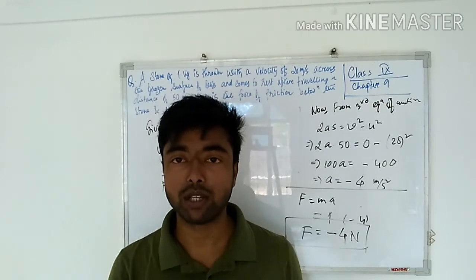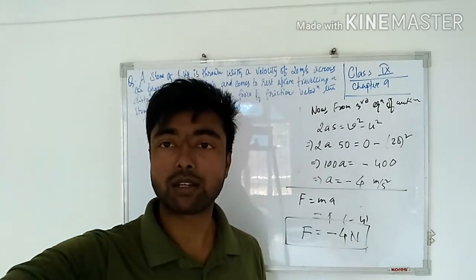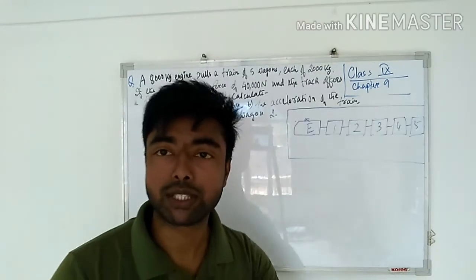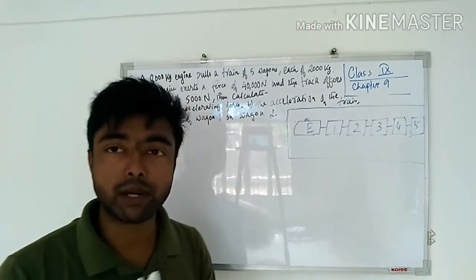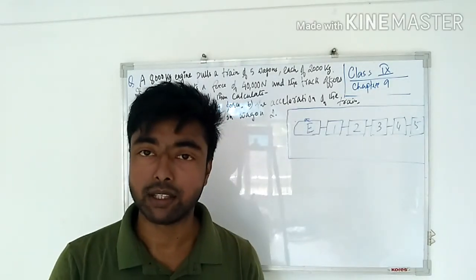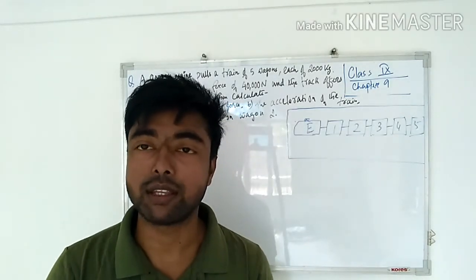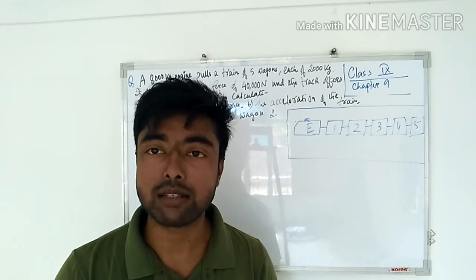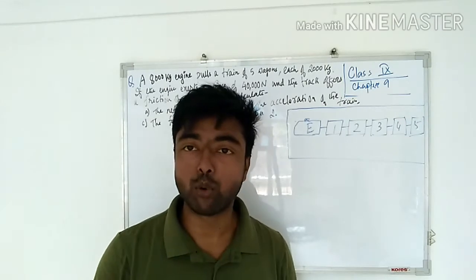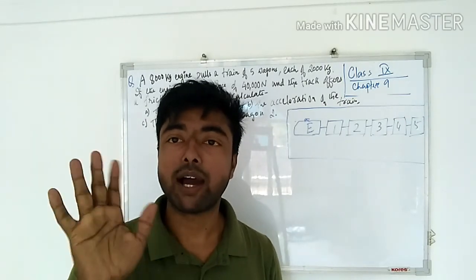Okay, done. So next we'll go for the next question. Last question for today's class. I'm reading the question. A 8000 kg engine. You have a train, and that train has an engine of how much mass? 8000 kilogram. And that engine is pulling 5 wagons.